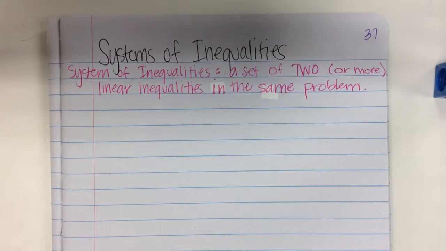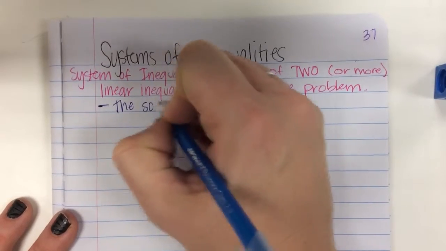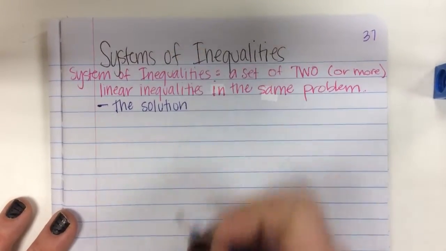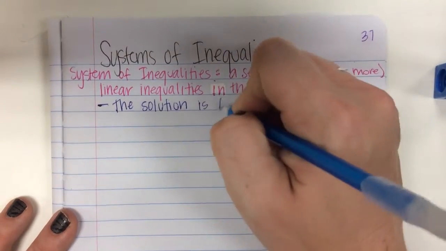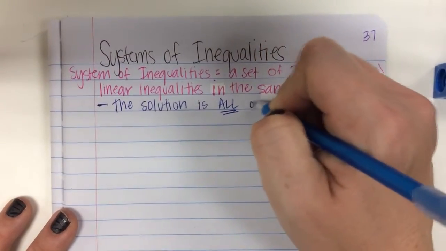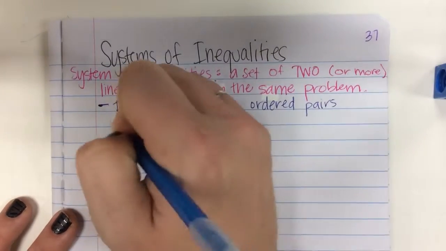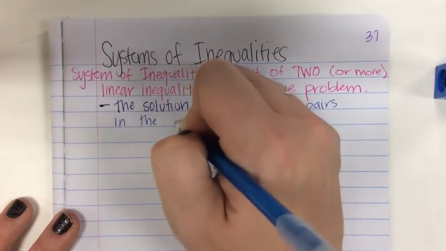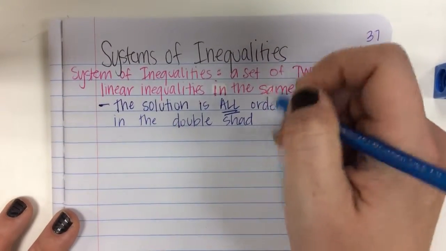The solution, right? So yesterday we're going to graph these inequalities. We're going to put 2 lines, 2 inequalities on the same graph. The solution is all ordered pairs in the double shaded area.